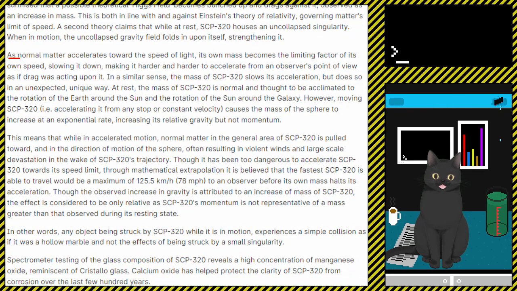As normal matter accelerates towards the speed of light, its own mass becomes the limiting factor of its own speed, slowing it down, making it harder and harder to accelerate from an observer's point of view, as if drag was acting upon it. In a similar sense, the mass of SCP-320 slows its acceleration, but does so in an unexpected, unique way. At rest, the mass of SCP-320 is normal and thought to be acclimated to the rotation of the Earth around the Sun and the rotation of the Sun around the galaxy.